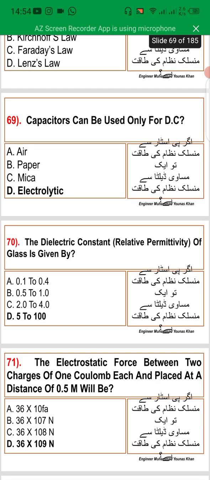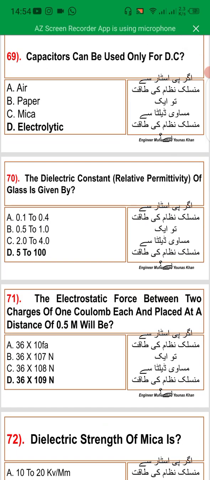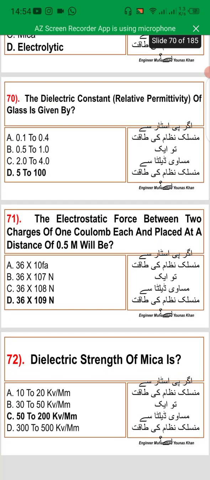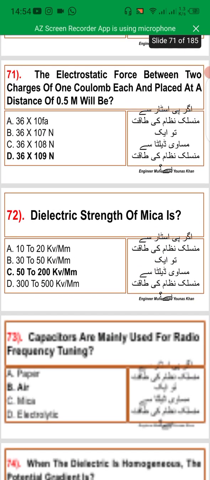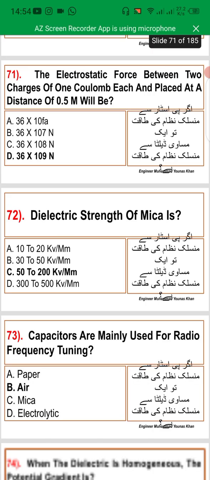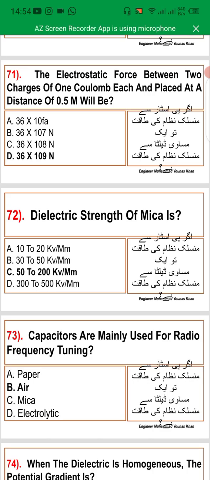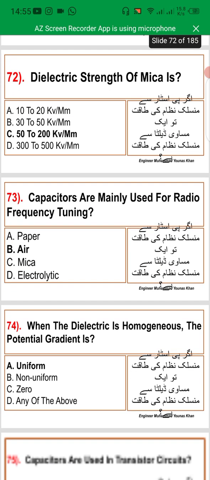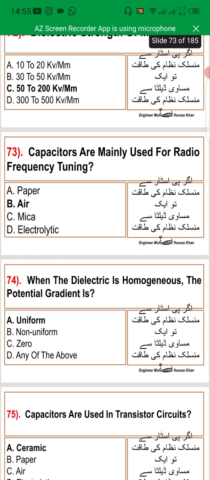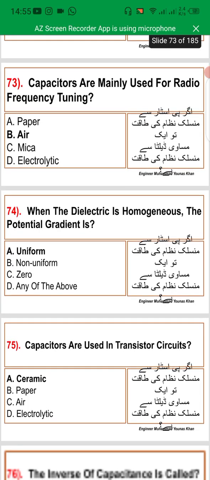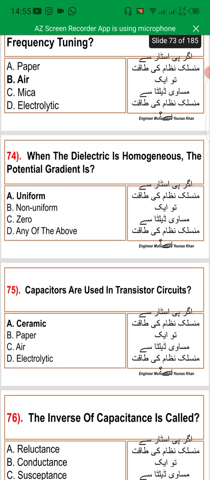Capacitor can be used only for DC: electrolytic. The dielectric constant (relative permittivity) of glass is given by 5 to 100. The electrostatic force between two charges of 1 coulomb each placed at a distance of 0.5 m will be 36 × 10^9 newton. Dielectric strength of mica is 50 to 200 kV/mm. Capacitors are mainly used for radio frequency tuning: air.